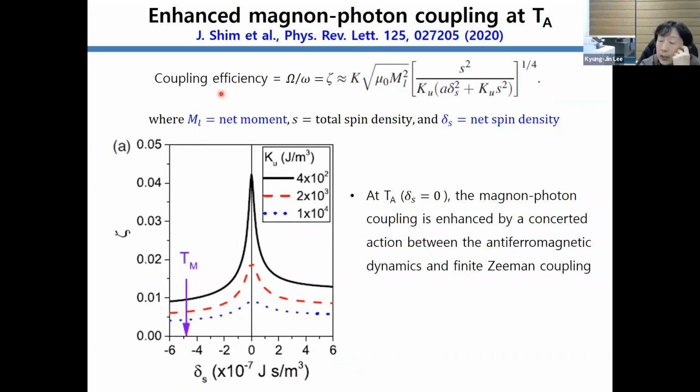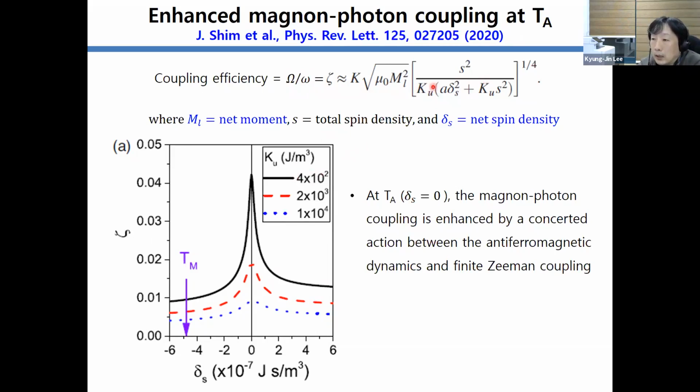We solved the coupled equation, the magnon oscillator and the cavity oscillator, for the ferrimagnet. We found that the coupling efficiency can be approximated in this form. Here, two parameters are important. One is m sub L, the net moment, and the other one is delta S, the net spin density. So at TA, this net spin density becomes 0, and therefore this part becomes maximized. But still, we have finite m sub L, and therefore this omega over small omega may be maximized.